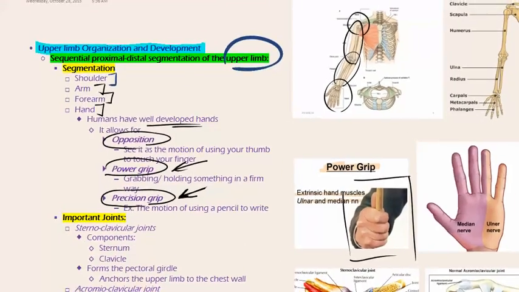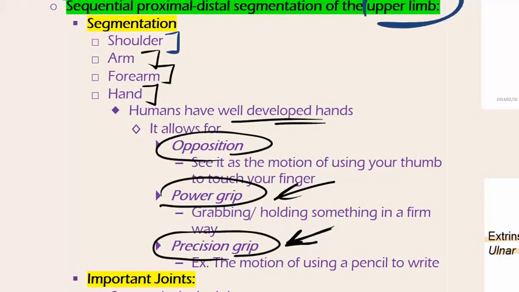All right, so we got the shoulder, the arm, the forearm, right? So we're making a distinction that anatomically, when you talk about the arm, you're just referring to the length of your humerus, right? And when you're talking about the forearm, you're talking about the radius and the ulna area, right?